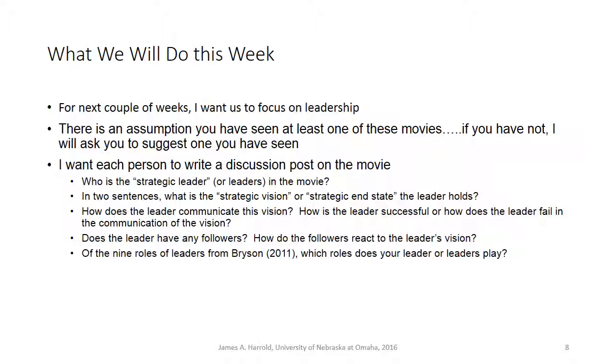I really want you to put your innovative thinking caps on, and feel free to write about these movies that you have seen, and hopefully you've seen one of them. If you haven't, come up with one, and we'll see where the discussion goes.